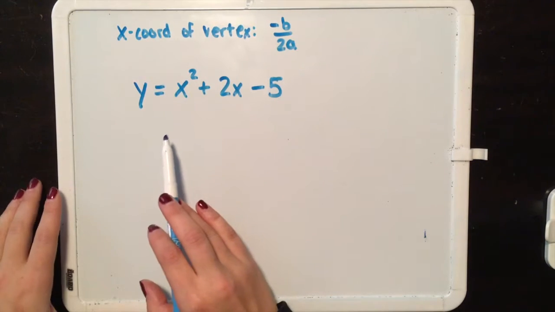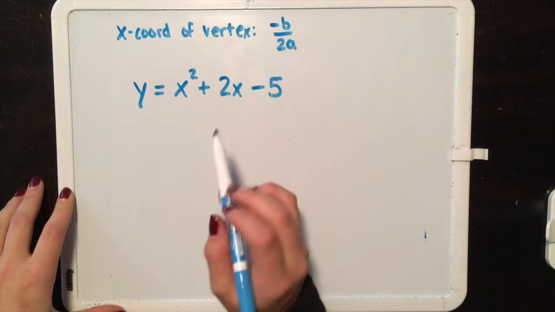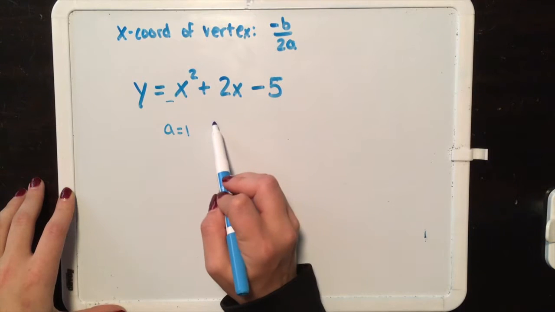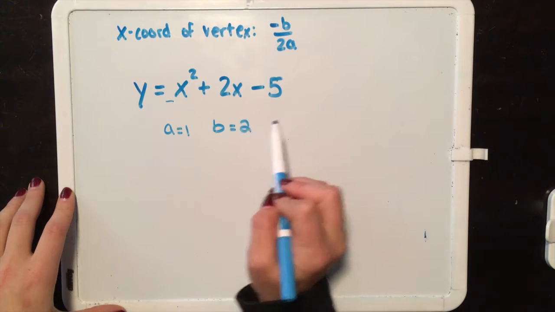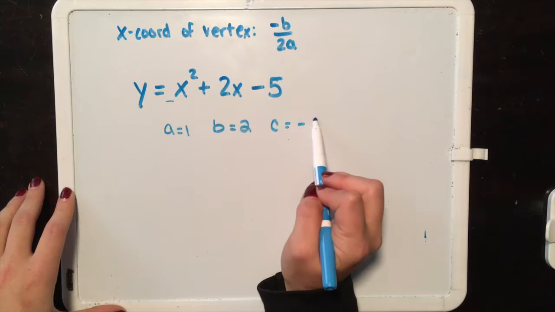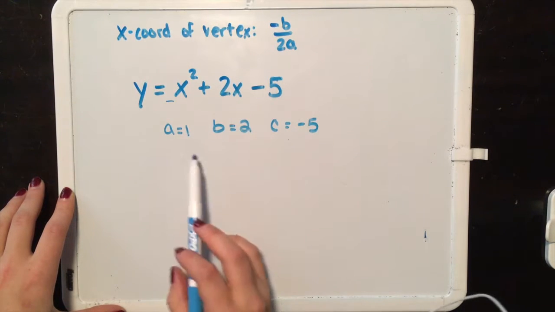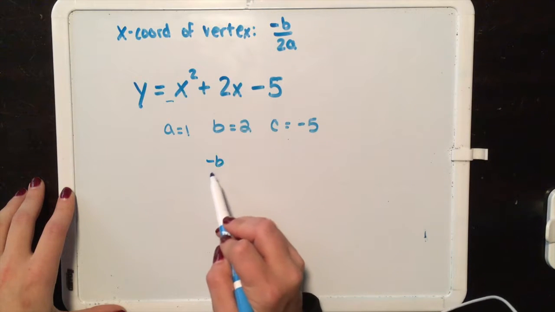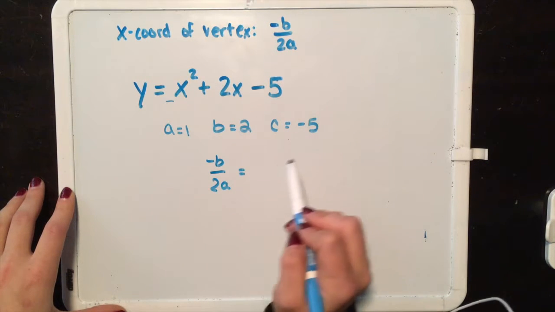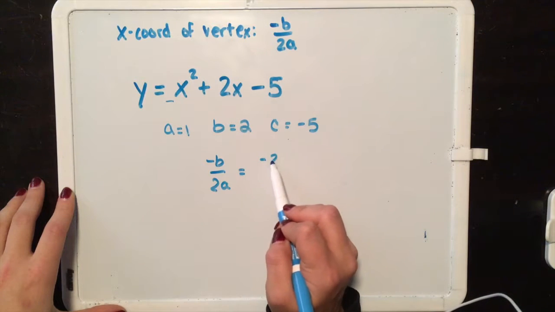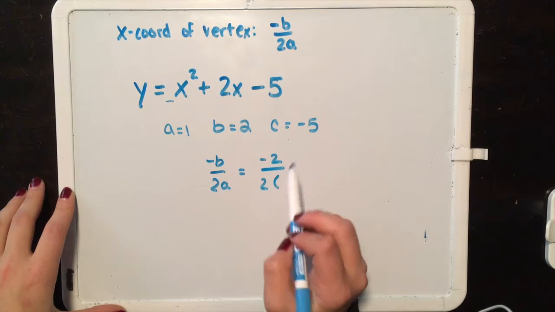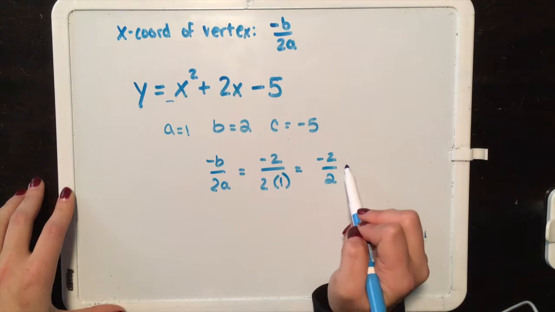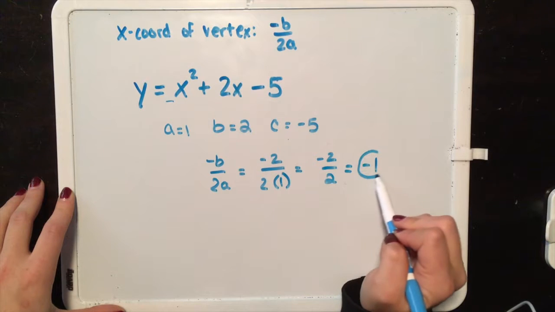Here's an example of a parabola, and we want to find the vertex. In this case, our a is 1, b is 2, and c is negative 5. We're going to use these values in order to find the x-coordinate of the vertex, negative b over 2a, which here is negative 2 over 2 times 1, negative 2 over 2, which reduces to negative 1.